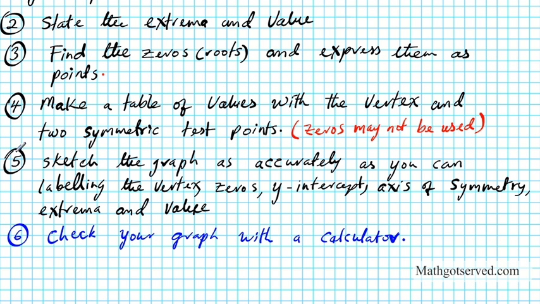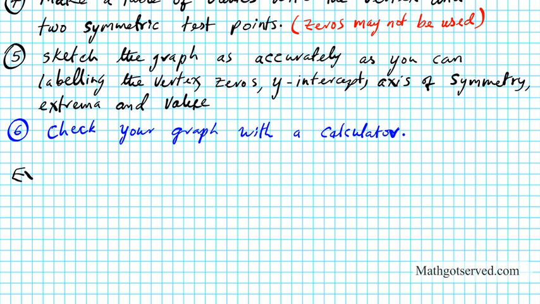For example one, we're going to do all six steps. Example one, we are going to look at the function y equals x squared plus 2x minus 3. Okay, this equation is in standard form. If it were in vertex form, it would be easy for us to do a lot of this without much work. But this is in standard form.